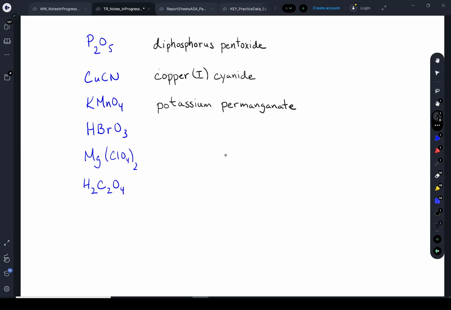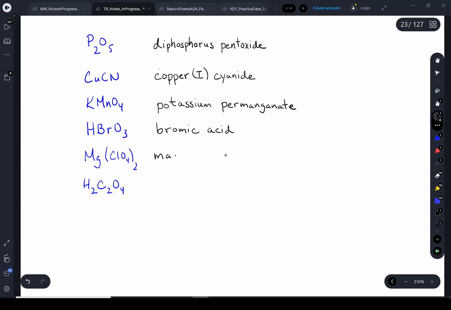HBrO3 is an acid, right? BrO3, what's the name of BrO3 minus? Bromate. Bromate, so its name will be bromic acid. This is not to be confused with hydrobromic acid, which would be what? Gas. What? Gas. That's hydrogen bromide. But hydrobromic acid would be HBr in water, yeah.